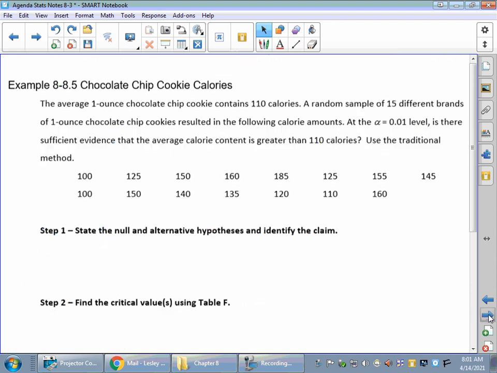Let me just mention this one, chocolate chip cookies. The average 1 ounce chocolate chip cookie contains 110 calories.